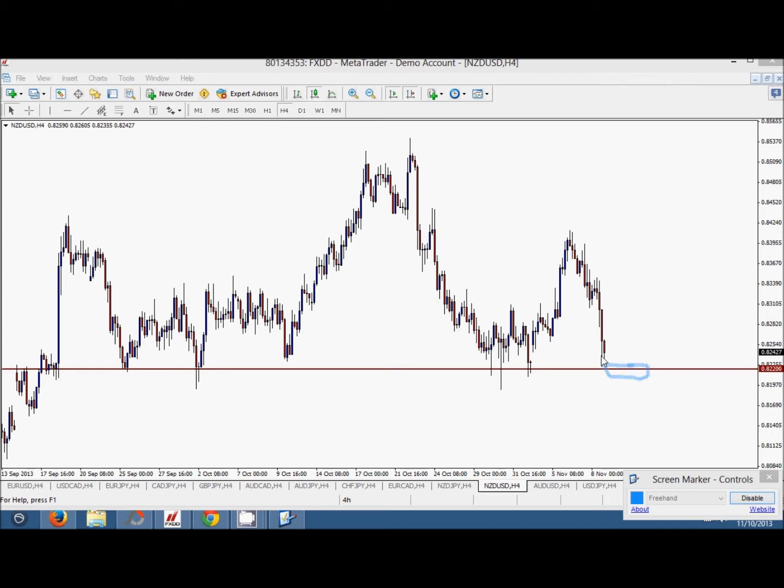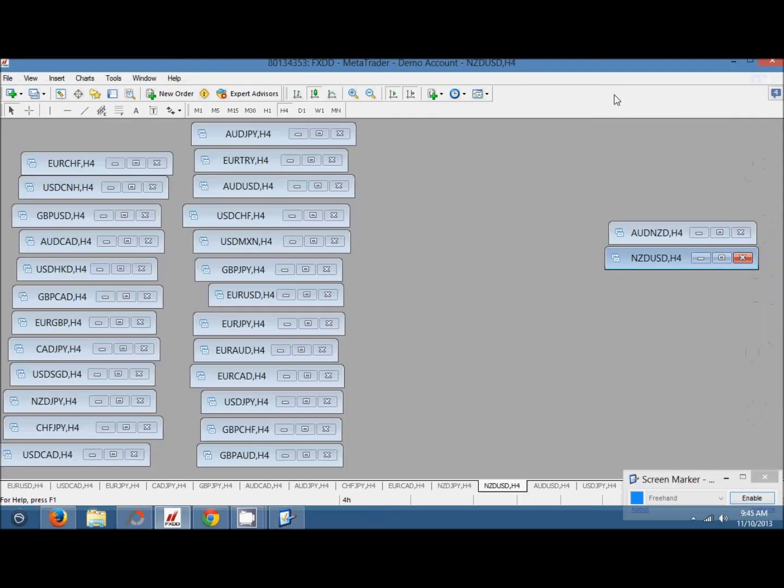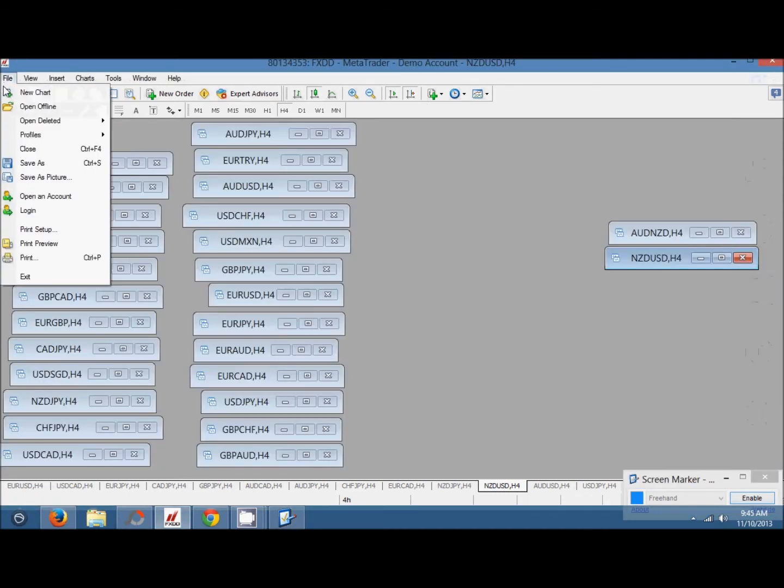It's either going to bounce up or it's going to break through, and if it breaks through, that is when we're going to be looking to trade it. If it pulls back and retests this resistance zone, then we will go short. So just keep an eye out for that area on the chart on the New Zealand dollar, US dollar 4-hour chart. That's it for the 4-hour charts.